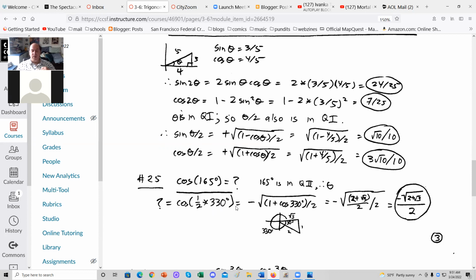Cosine of a half angle is in this case a minus, because 165 is in quadrant 2. Minus root of 1 plus cosine 330, that over 2. Cosine 330 is almost all the way around the circle. It's 30 degrees short of a full rotation. So we get this right triangle. 1, 2, and root 3 are its sides. Cosine is root 3 over 2. So it'll be 2 halves plus root 3 halves.